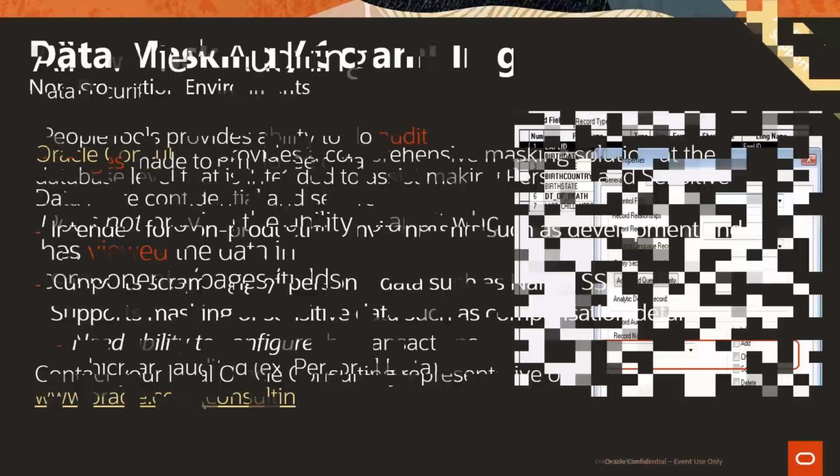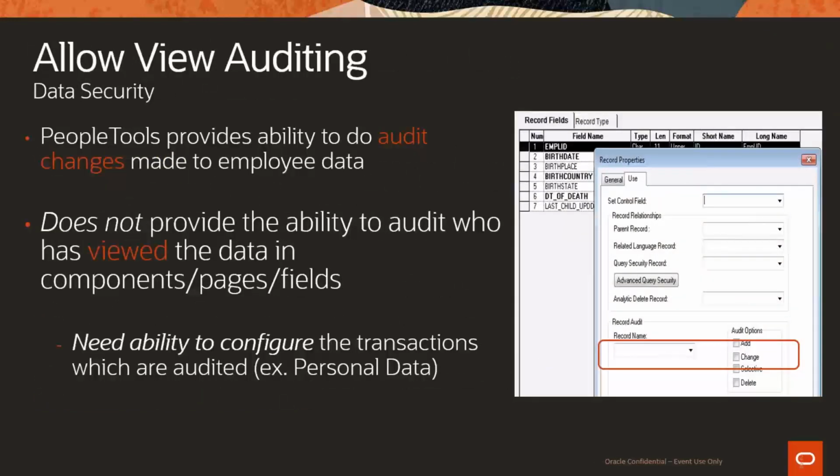Also too, for auditing of views, PeopleTools does provide the ability to do audits on changes to applicant or employee data, but it is limited to just changes, not who views the data. So if I come into personal data, you don't know if I looked at the SSN, what information I was actually looking at. So it doesn't provide anything on the viewing of it, just what changes have been made to the data within HCM. But we do have auditing available within PeopleTools.